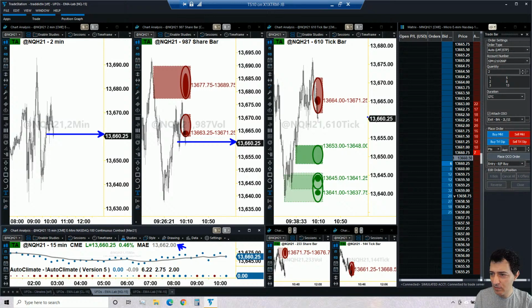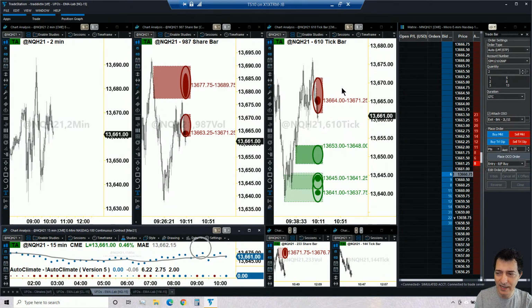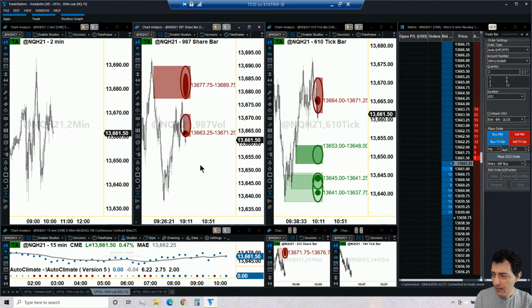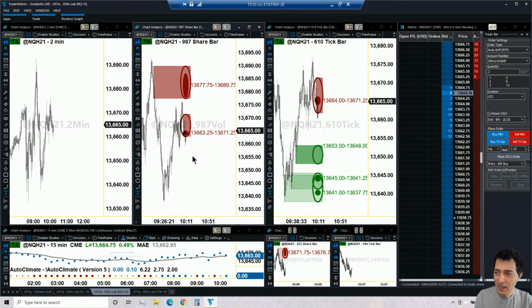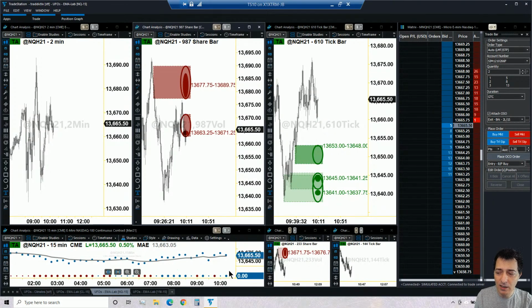Notice that at 13,662, there is no green UFO. Not only that, a red UFO is forming, which may be the sign that the climate may reverse. Okay, we're going to see that later, in less than 15 minutes. Actually in 5 minutes. But no matter if there is a red UFO or not, this is to be ignored. Now we are looking for green UFOs because the climate is blue. Okay, and there is none.